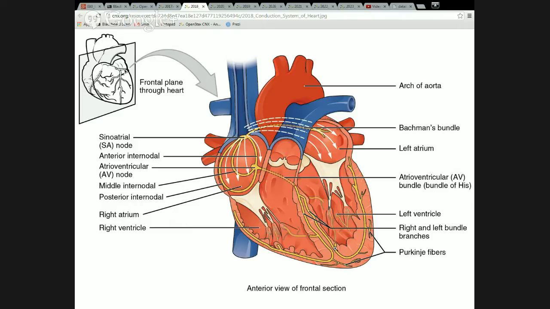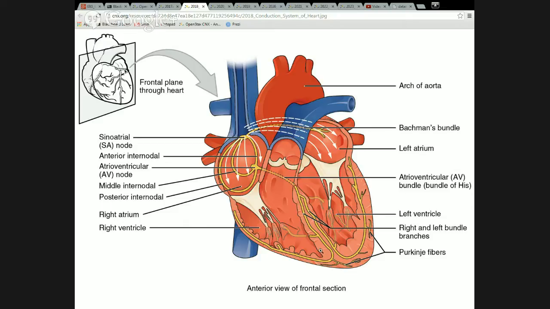The left bundle branch then goes up into the left ventricular wall, and the right bundle branch goes into the right ventricular wall. Now, in pictures like this, it always looks very two-dimensional. It looks like one branch goes up this side and the other branch goes up this side. But really, it's a three-dimensional projection, so it kind of goes all through the entire ventricular wall.